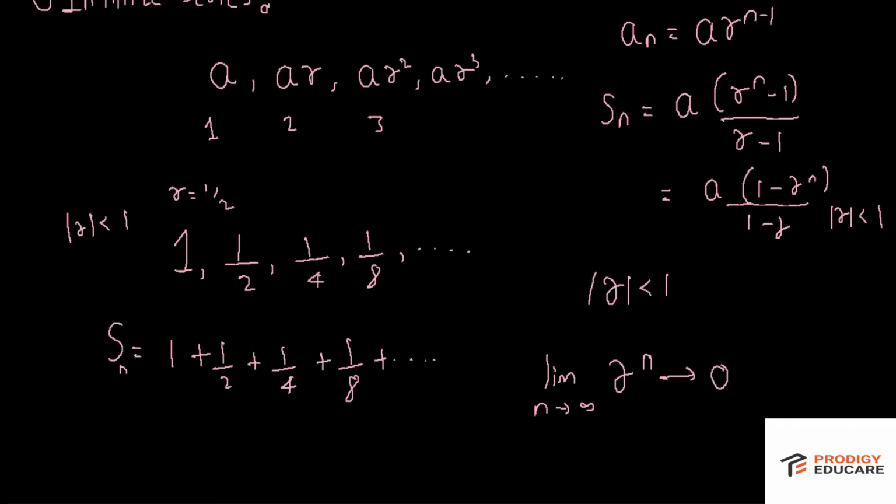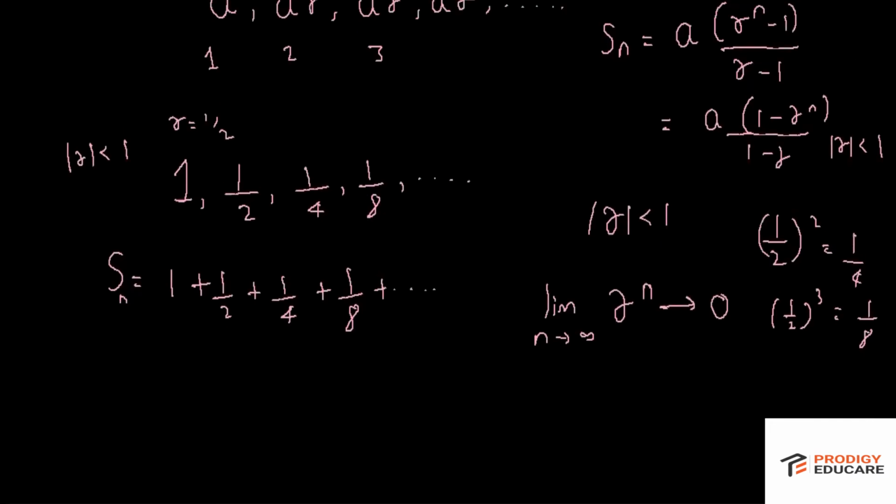And why is this happening? If I take any number which is less than 1, for example 1 by 2, then 1 by 2 square is 1 by 4, then 1 by 2 cube is 1 by 8. So whenever its power increases, this number will reduce. So hence this will reduce. So now I have to take the sum of infinite such terms.